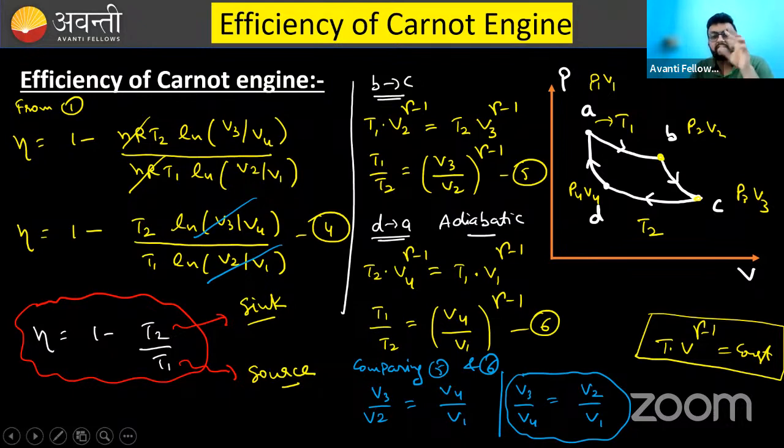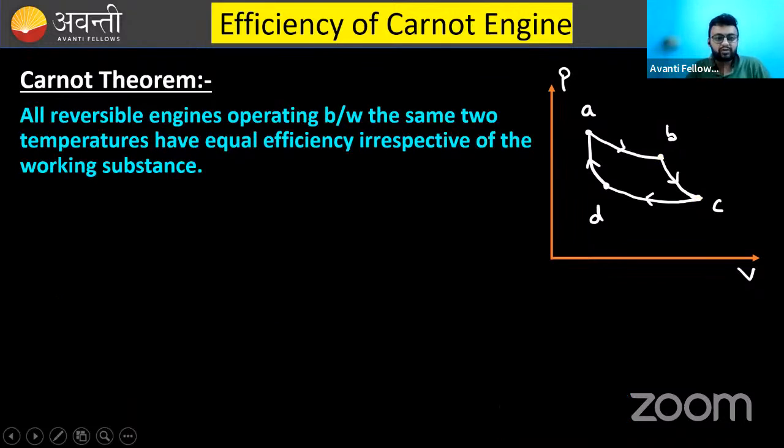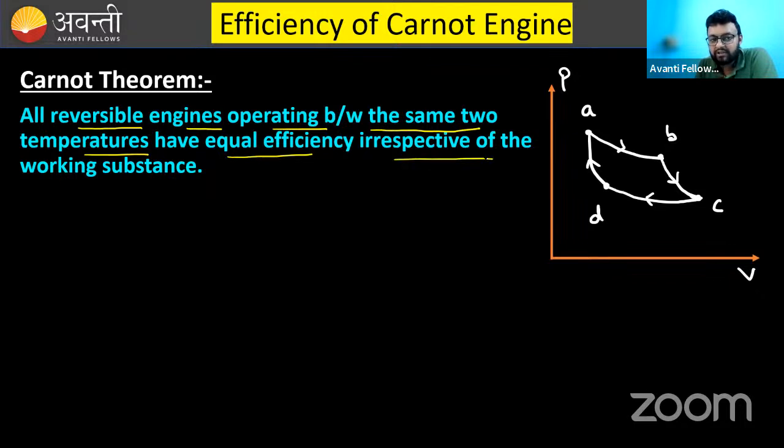The thing is, this is a simple question that may be asked in your objective or multiple choice question, that efficiency of Carnot engine is independent of working substance. Clear? And depends only on the temperature of source and sink. Clear? So what is Carnot's theorem? This is again a very simple term. All reversible engines operating between the same two temperatures have equal efficiency irrespective of the working substance. That's what I'm saying. And this is known as Carnot's theorem.